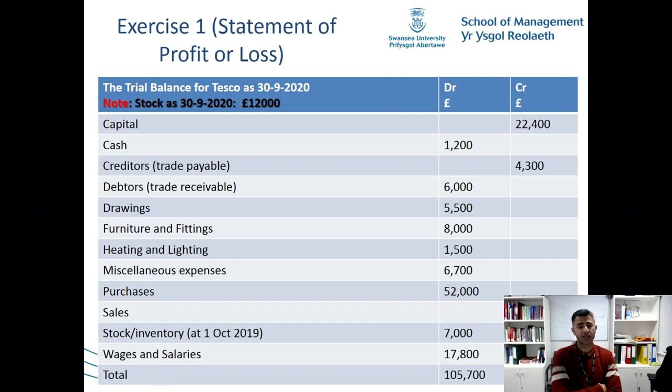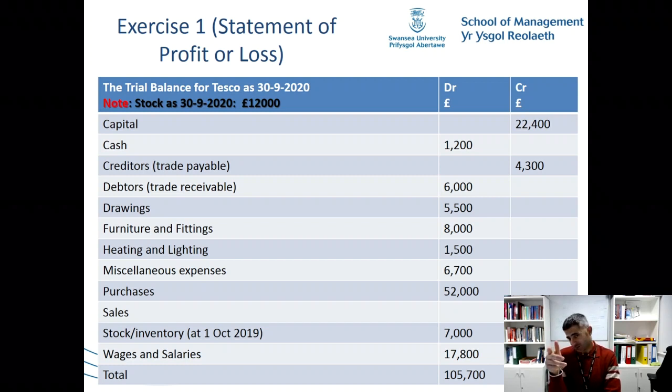Drawings, statement of financial position under equity or capital or financed by. Furniture and fittings, it's a fixed asset, a non-current asset, and again it is under the statement of financial position. Heating and lighting, expense. So in this case you need to write beside it expense, and all expenses are written in the statement of profit or loss. So this one we are going to use. Heating and lighting is an expense.